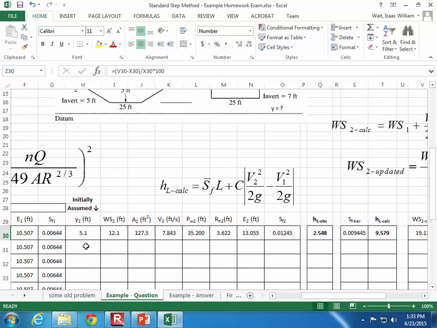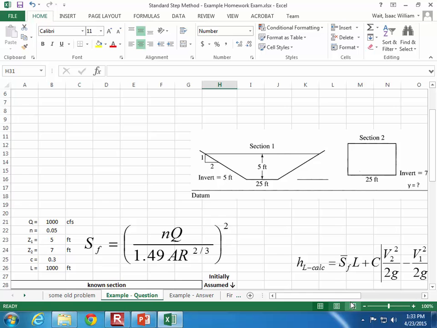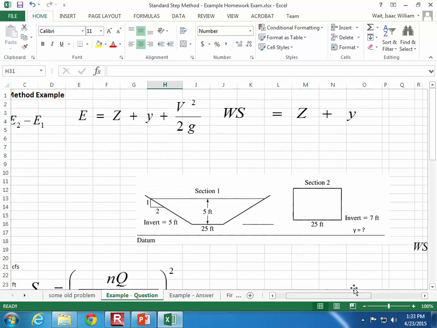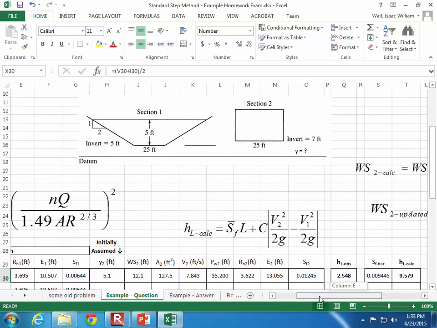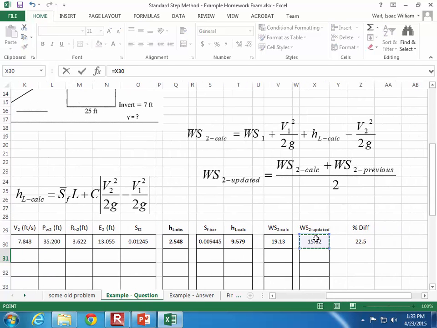Okay, so the next thing is, what should we use as our updated guess of the flow depth? Well, the updated guess of the flow depth is going to be based on this new updated water surface, and so we're going to use Y2. This water surface is going to be that updated value.